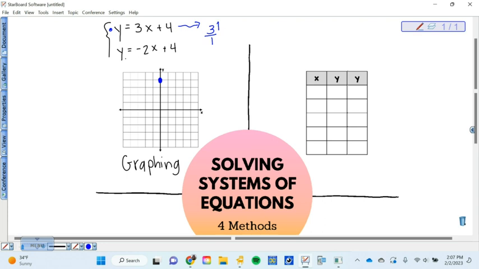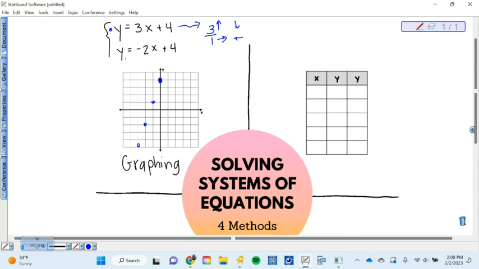Yeah, so it should be up 3 over 1, but you're right. I don't have enough room to go up 3 over 1. So I can go the opposite way. I could go down 3 to the left 1. Right? Down 3, 1, 2, 3, to the left 1.